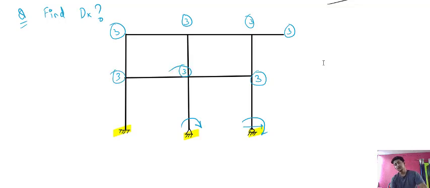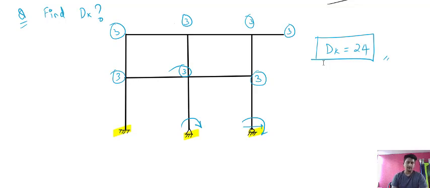Now count the number of unrestrained displacements: 3, 3, 3, 3, 3, 3 and 3. This is the value, and this 1, 2 and 3. So total are 2, 3, 4, 5, 6, 7, 8. So the value of dk will be 24. The value of dk comes out to be 24 using the direct concept.